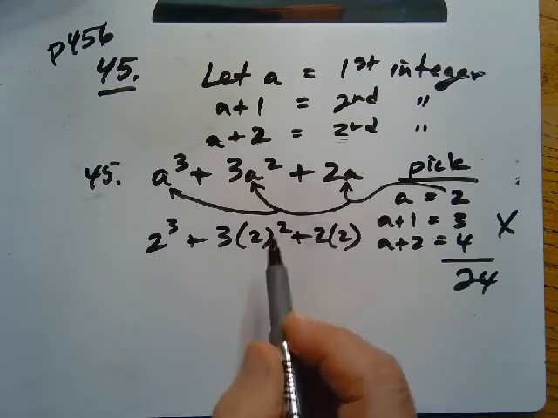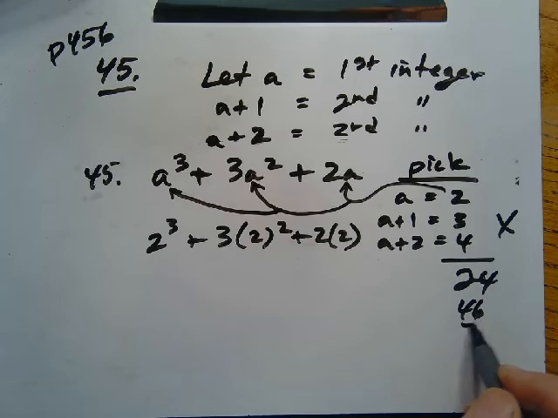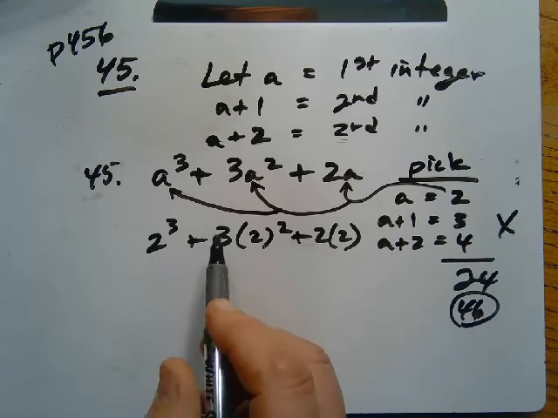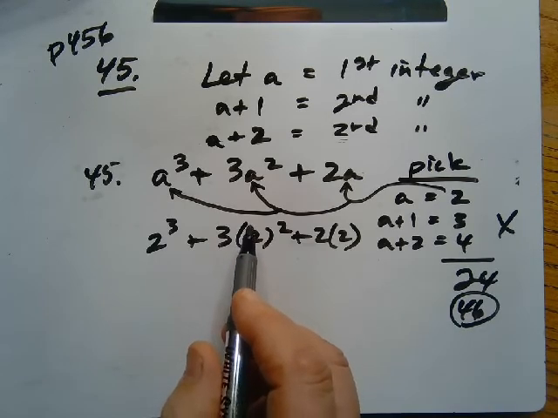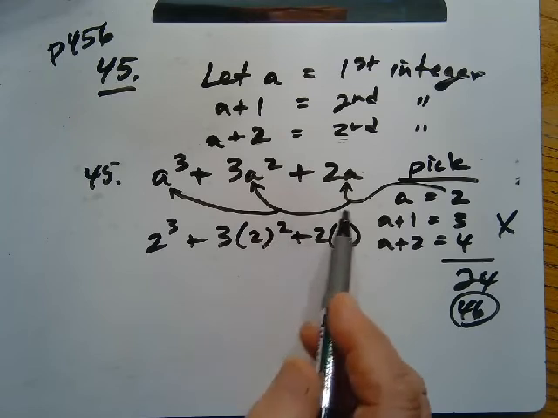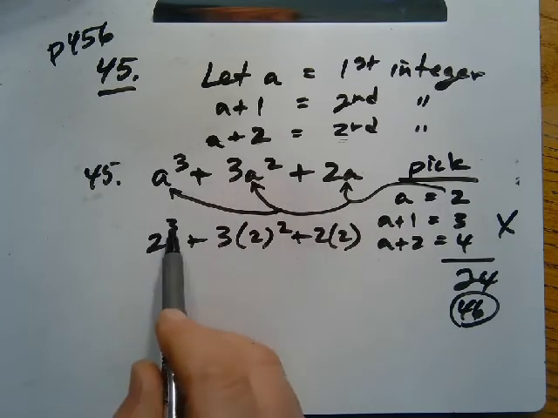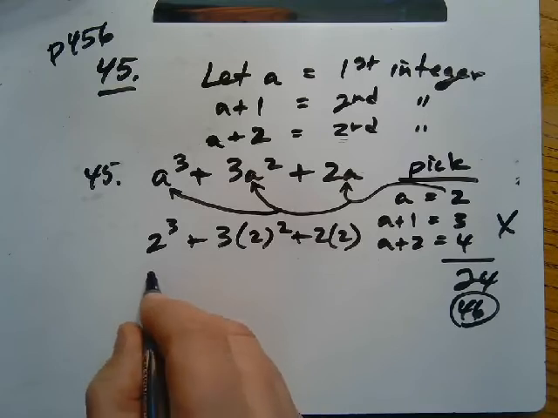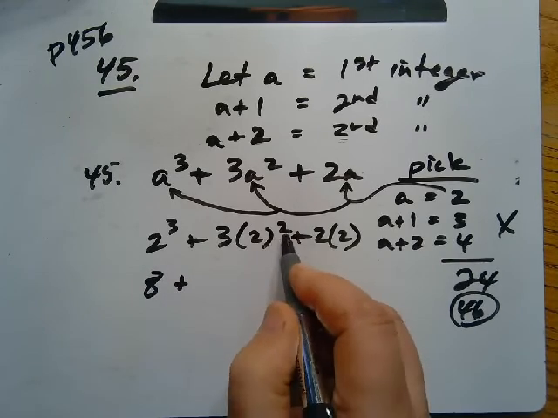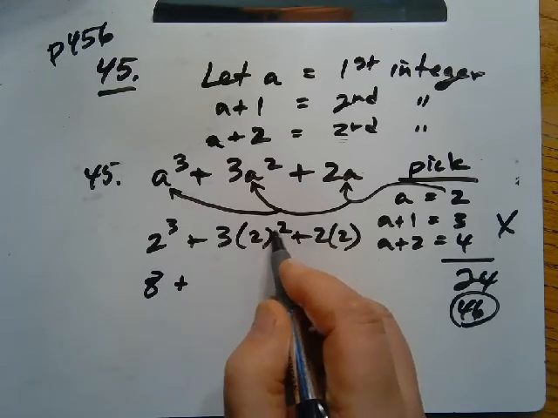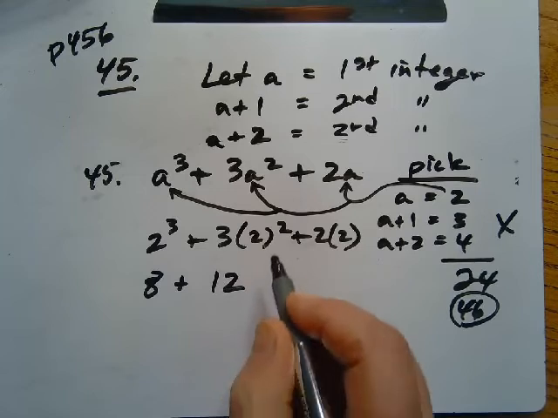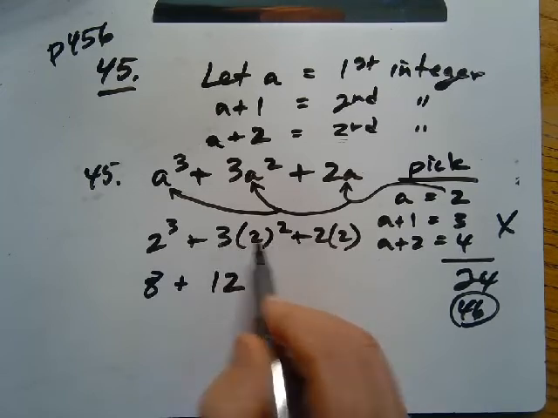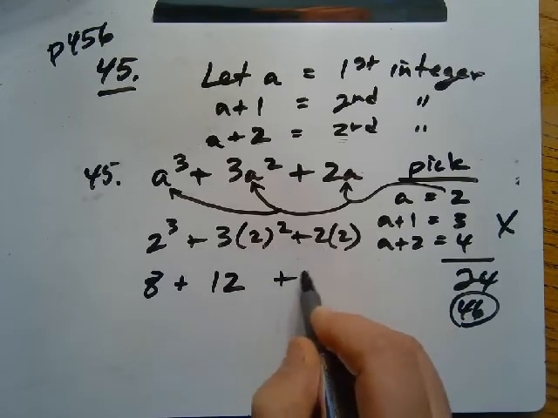It says evaluate. Now we're on problem 47. This was number 46 here. Number 47 says evaluate the polynomial for the value a. So you just plug that 2 into all three spots. 2 cubed plus 3 times 2 squared plus 2 times 2. Well, 2 cubed is 8. 2 squared is 4, 4 times 3 is 12. Remember, you've got to do exponents before you multiply. And 2 times 2 is 4.